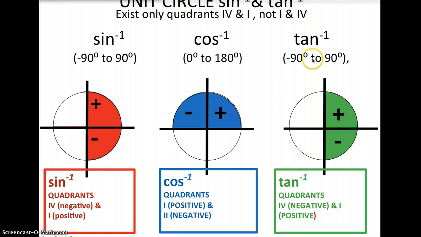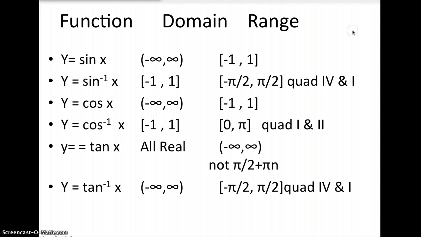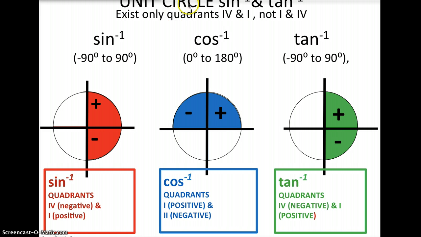Now this is related to sines also. This is a way of showing the unit circle inverse: sine inverse only exists from negative 90 to positive 90, and we call that fourth and first. That's different than first and fourth. Notice that sine inverse is positive in first and negative in fourth, just like we were talking about above.